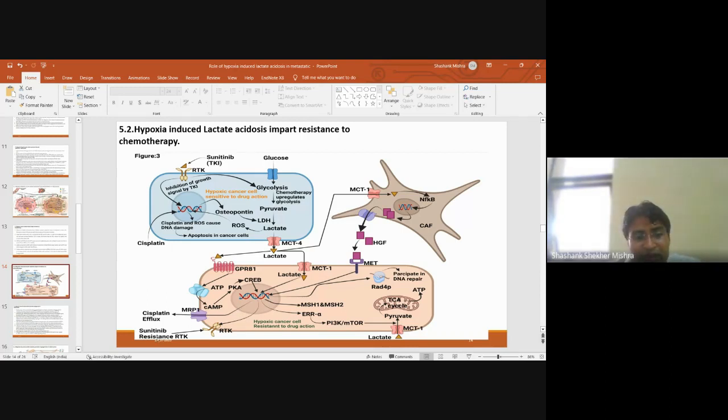At the same time, this is a mutated RTK. Here the tyrosine kinase inhibitor sunitinib is binding on the RTK. It is a sensitive receptor tyrosine kinase, but the receptor tyrosine kinase produced under the influence of lactate is a mutated one. It is resistant to sunitinib. So this is how lactate is enhancing resistance in cancerous cells.